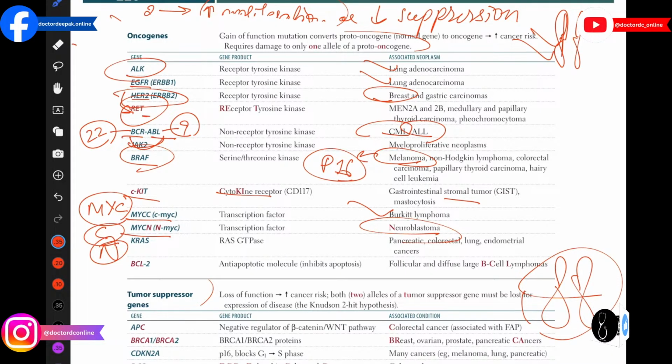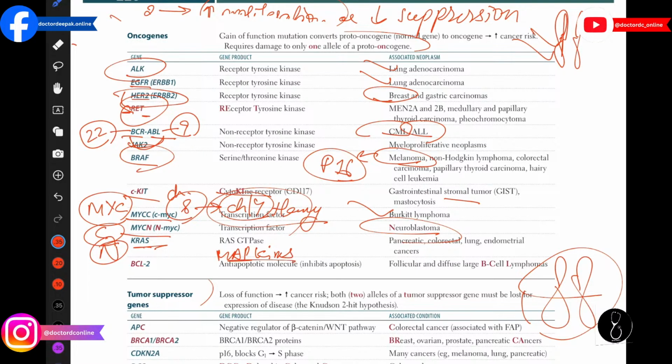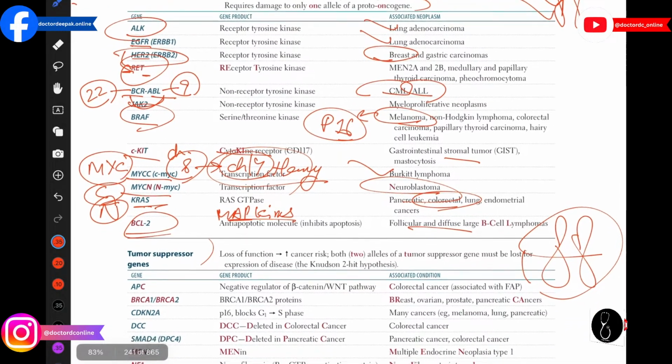The c-MYC gene is on chromosome number 8, and it interacts with chromosome number 14 of the immunoglobulin heavy chain, increasing immunoglobulin heavy chains, and that causes Burkitt lymphoma, okay? And RAS, a GTPase that acts via MAP kinase, most commonly causes colorectal cancer, colon cancer. BCL2 causes follicular and diffuse B-cell lymphoma. Okay? These are all oncogenes that are so important. You have to memorize all these genes; they are very important from the exam point of view.